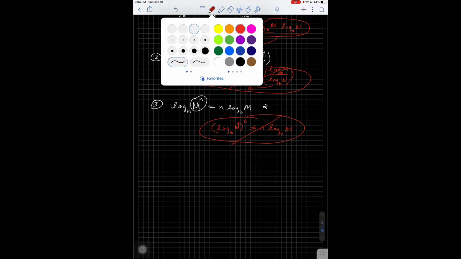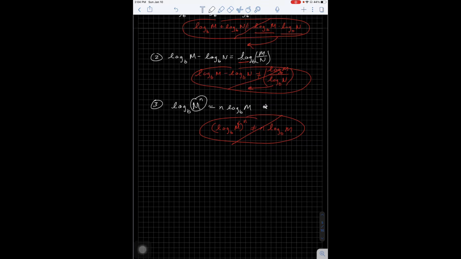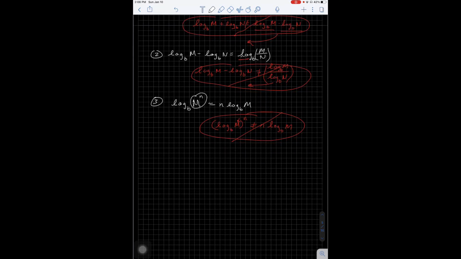All right, what we're doing in this section is we're just going to practice these properties. So your homework is going to start by saying write as a single logarithm. So it'll have a big string of stuff. Let's say log base 3 of x plus log base 3 of y minus 5 log base 3 of z, something like that.